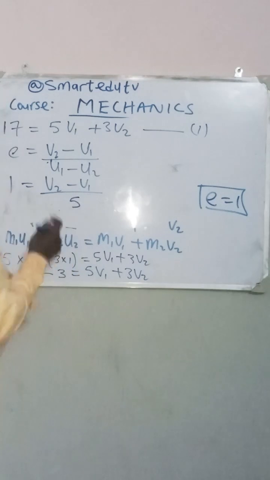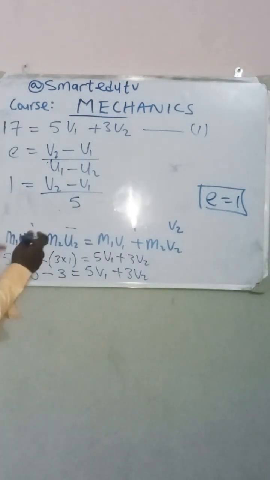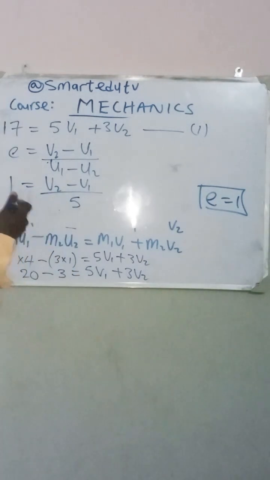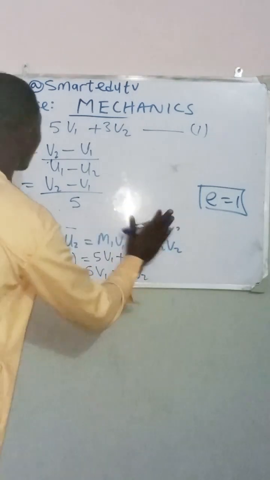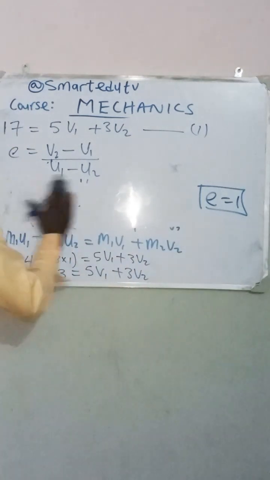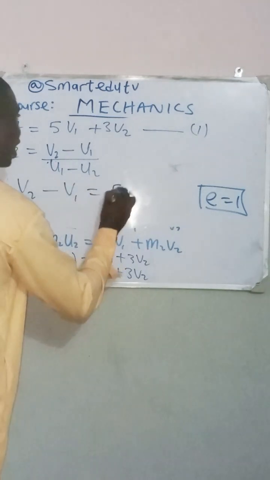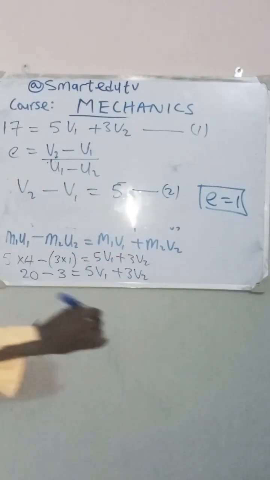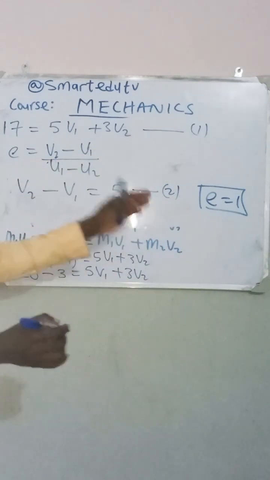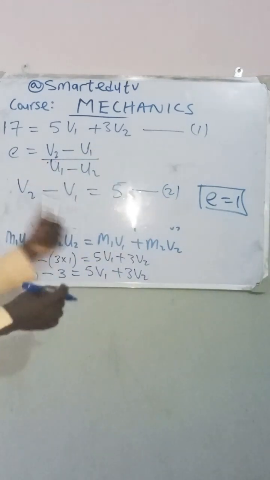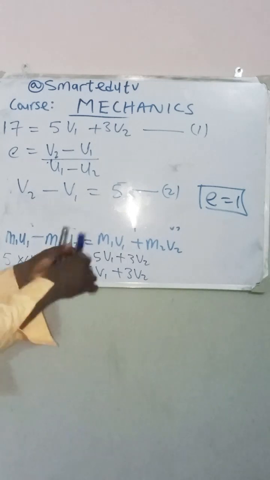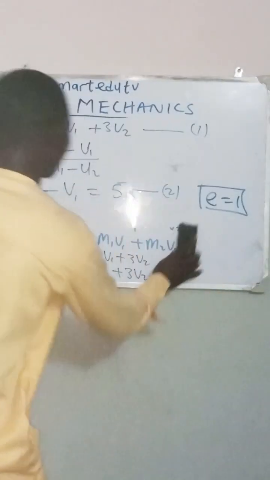This is 5. So if I cross multiply, I'm going to have V2 minus V1 equals 5. Let's call this equation 2. So I've now solved equation 1 and equation 2 simultaneously so that I can get the final speeds of those colliding bodies.